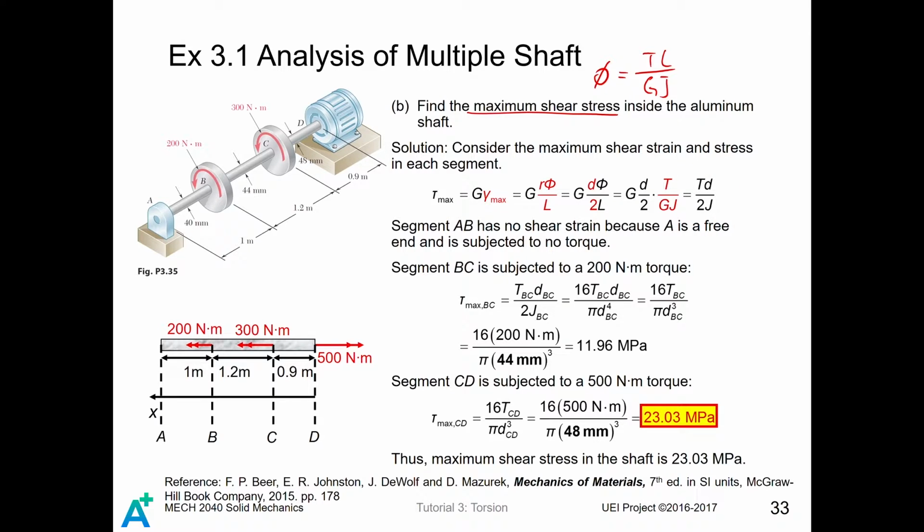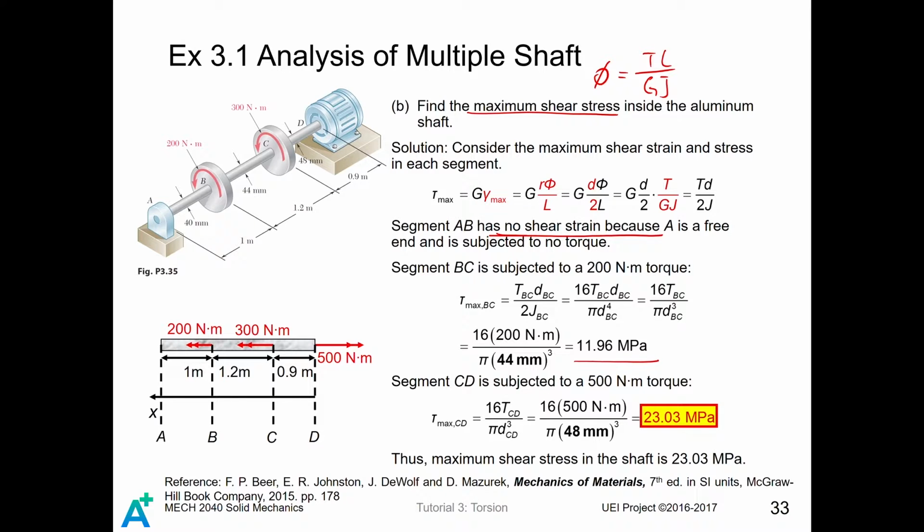Then we're interested to find the shear stress in each segment. For segment AB, there is no shear stress because A is a free end and there is no reaction torque acting on it. For segment BC, it is subject to a 200 Nm torque. Therefore, the maximum shear stress in segment BC is given by Td divided by 2J of BC. Then you do some simplifications. Finally, you get the maximum shear stress is 11.96 MPa.